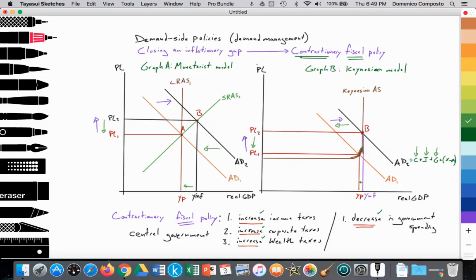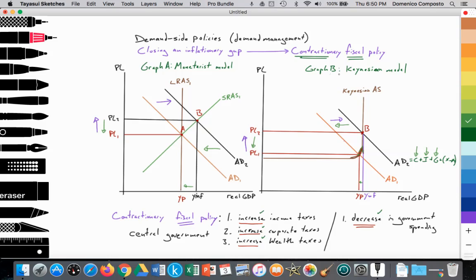As can be seen, we have two graphs illustrating the creation of an inflationary gap, and we will close that inflationary gap with contractionary fiscal policy. In graph A, it is the monetarist model, and in graph B, the Keynesian model. Both models are measuring real GDP on the x-axis and the price level on the y-axis. In the monetarist model, we have a perfectly inelastic long-run aggregate supply curve labeled LRAS1. We have two downward-sloping aggregate demand curves labeled AD1 and AD2, and an upward-sloping short-run aggregate supply curve labeled SRAS1.